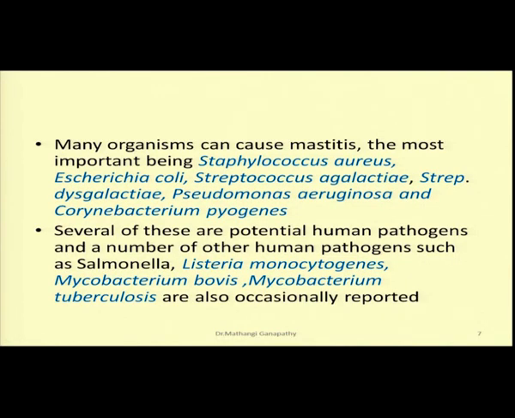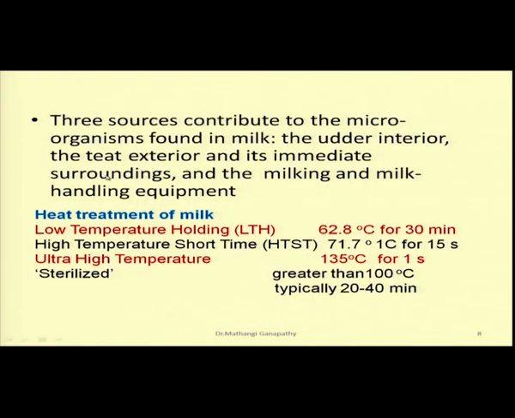And once the microorganisms grow, naturally the quality of the milk is going to get spoiled. What are the sources of microorganisms in the milk? One is the udder interior, 2 is the teat exterior and its immediate surroundings, and the milking and the milk handling equipment. Along with this, you have to take into consideration the general conditions in which the animal is growing, how its diet is, and what is the hygiene level in the dairy farm we are talking about. Along with that, the immediate hygiene concerned.